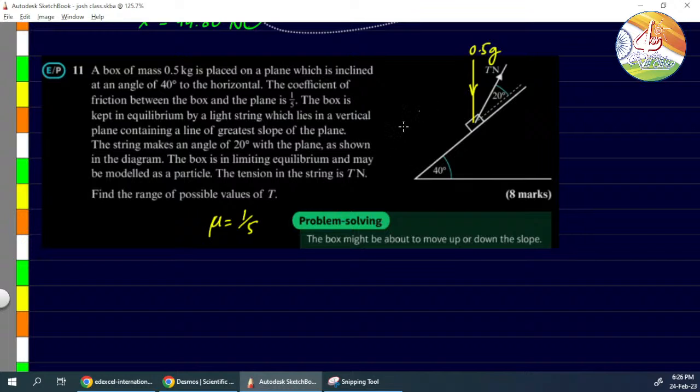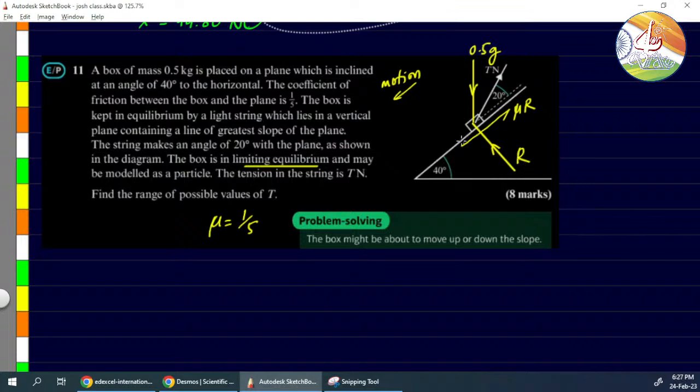Is it trying to slip downwards or upwards? Upwards is not possible because it is held in place. Held in place means it is trying to slide downwards. So this is the direction of motion or tending motion, so friction has to be opposite to it. And because it is in limiting equilibrium, this has to be mu times R. And R will be acting normal to the plane. Correct?